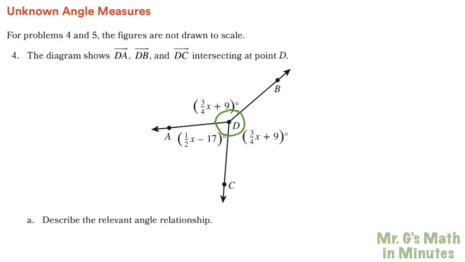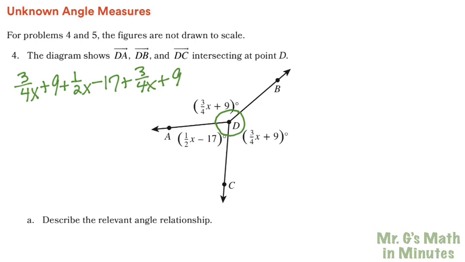So if we take all of these numbers and put them into an equation, we have 3/4 x plus 9, plus 1/2 x minus 17, plus another 3/4 x plus 9.